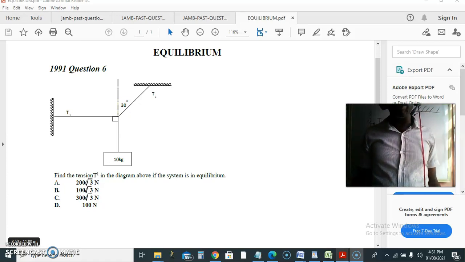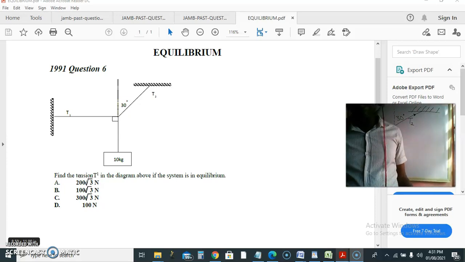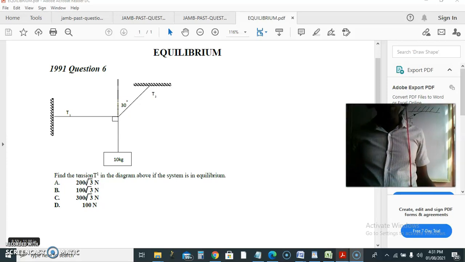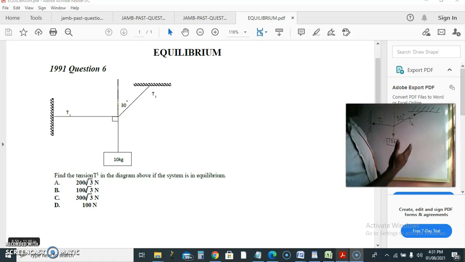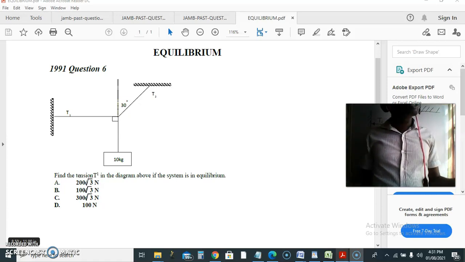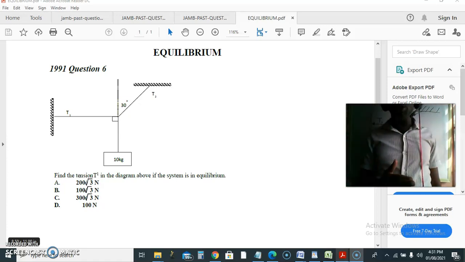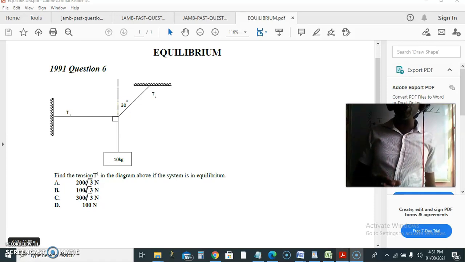Equilibrium. Equilibrium is something we encounter every day in real life. In physics, in fact, in so many branches of science, equilibrium is dealt with. Today we're looking at static equilibrium, which has to do with rotational equilibrium and translational equilibrium. Rotational equilibrium has it that if a body is undergoing rotational equilibrium, the sum of the moments about any point in that body should be equal to 0.